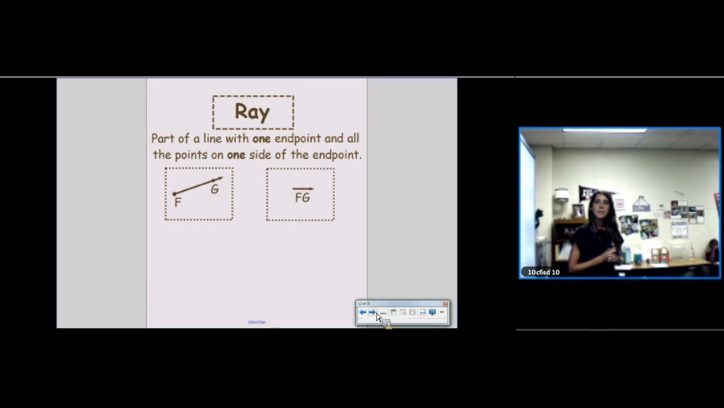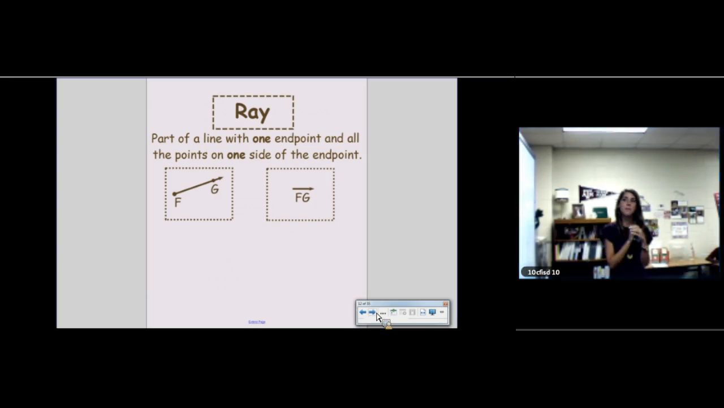Next one. What do you think of when you hear ray? Stingray. Oh, like a stingray. Yeah. I think of a ray of light coming out of a flashlight or the sun. It starts somewhere, but then it keeps going forever. When you shine a flashlight, that ray starts in your flashlight, and that light goes on forever, theoretically. Same with the sun. The sun is the end point, and then the rays come out forever.